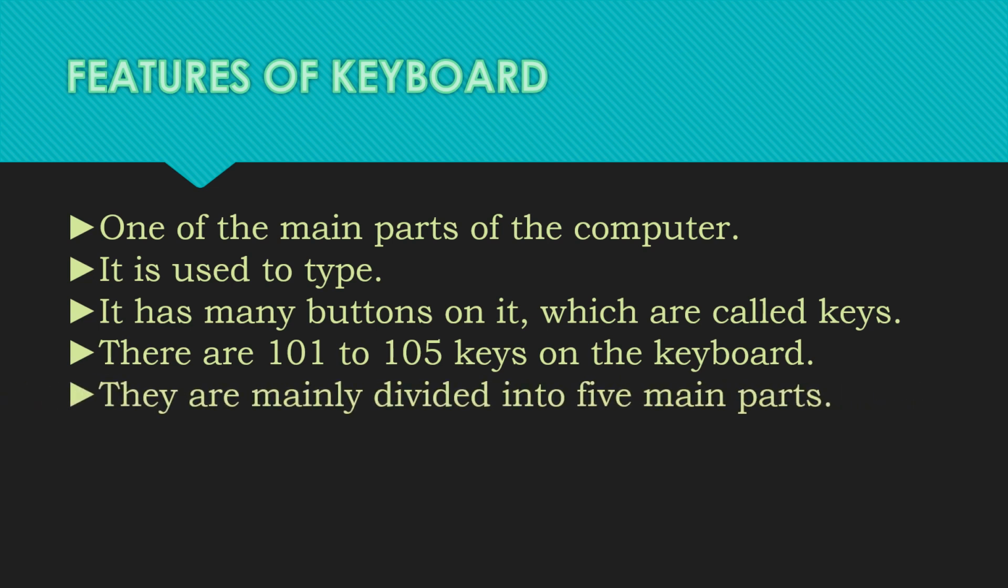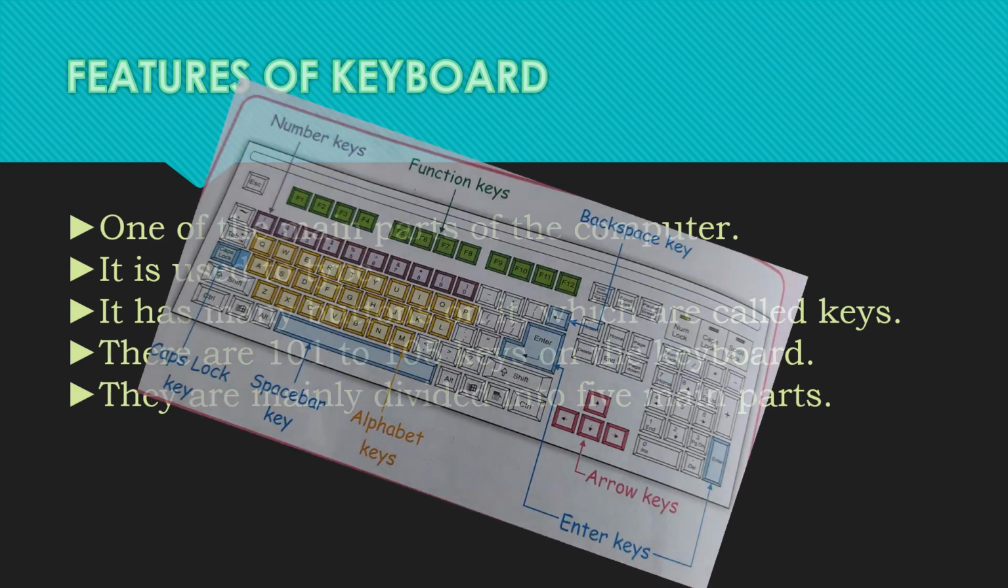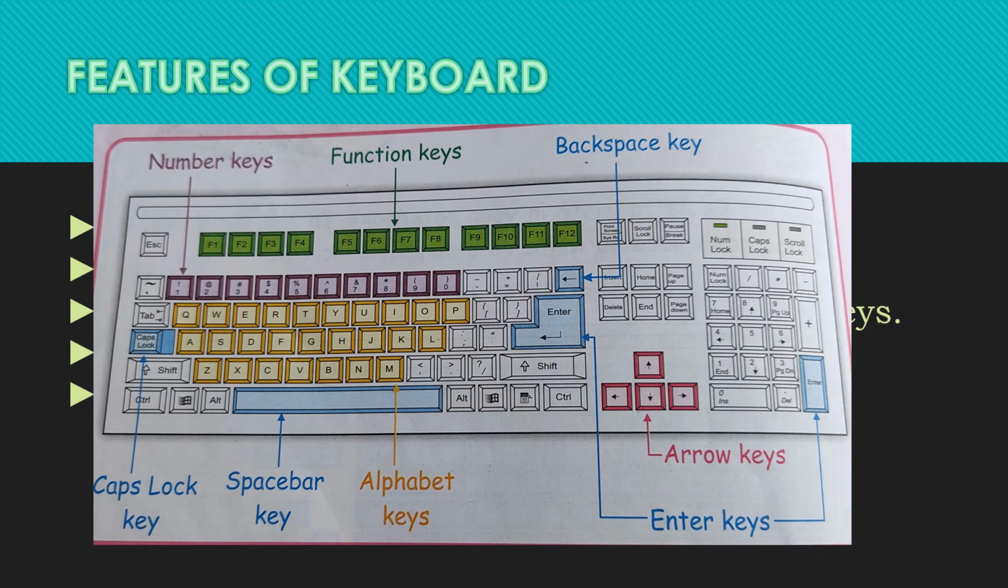The keys on the keyboard are mainly divided into parts. They are alphabet keys, number keys, special keys, function keys and arrow keys. So first let's learn these keys. Children, these are the alphabet keys. Alphabet means A to Z. So A to Z keys are called the alphabet keys. It includes capital ABCD as well as small abcd. There are 26 alphabet keys marked on the keyboard.